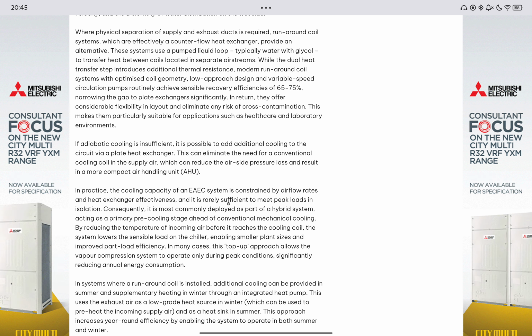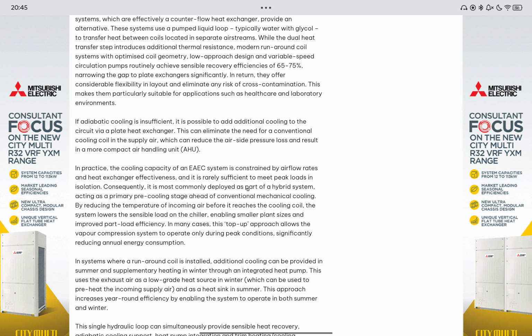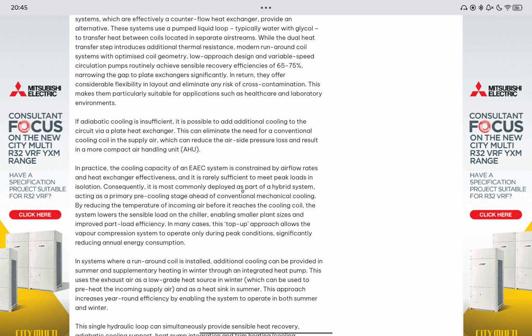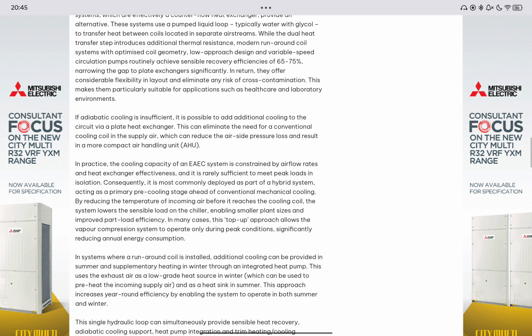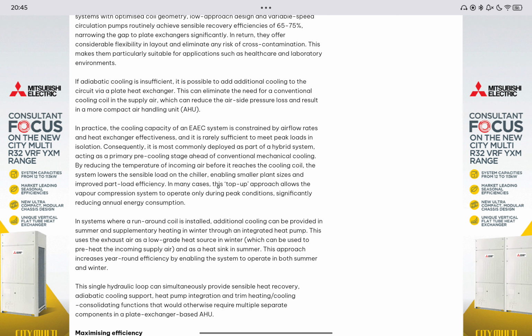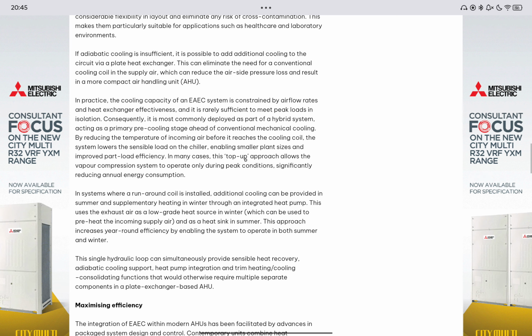If adiabatic cooling is insufficient, it is possible to add additional cooling to the circuit via a plate heat exchanger. This can eliminate the need for a conventional cooling coil in the supply air, which can reduce the airside pressure loss and result in a more compact air handling unit, AHU. In practice, the cooling capacity of an EAEC system is constrained by airflow rates and heat exchanger effectiveness, and it is rarely sufficient to meet peak loads in isolation.